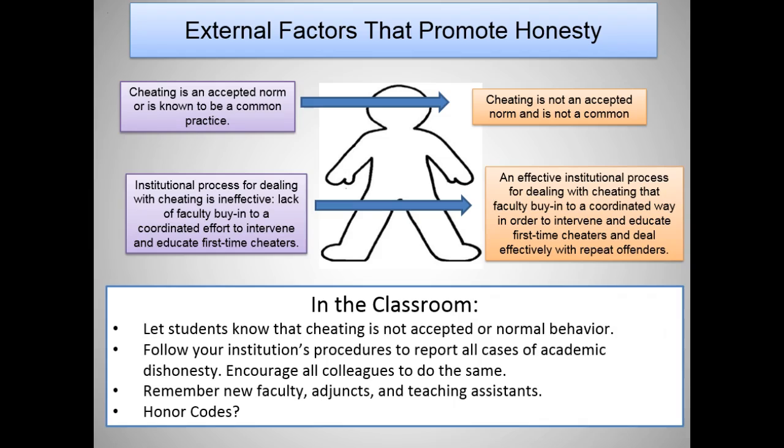So what can we do? We can just tell students, it's not normal to cheat. That's not something I think is normal. Front Range is not a place of cheaters. So, you know, we can at least say that. We don't want it to be normal. We can definitely follow our institution's procedures and report all cases of academic dishonesty. So find out what the institution's procedures are, find out who to talk to, find out what you're supposed to do, and do it. Encourage your colleagues to do the same. It doesn't matter if one person does it, everyone has to be doing it.